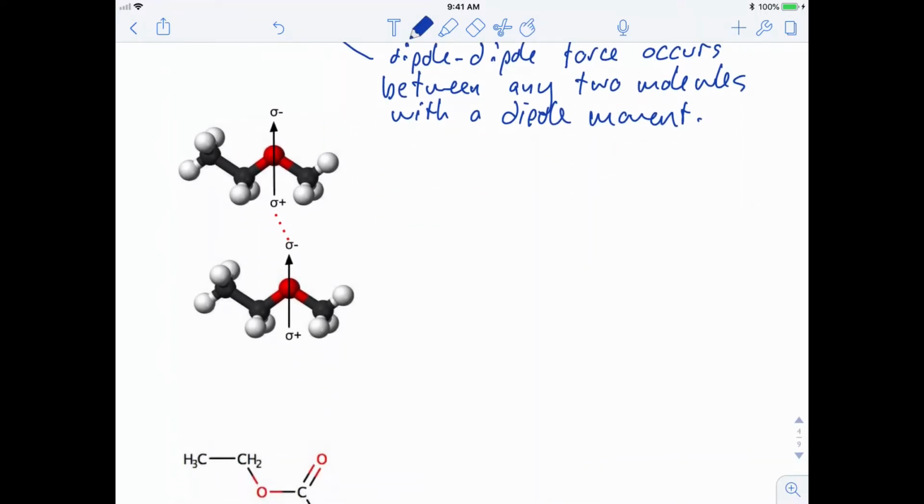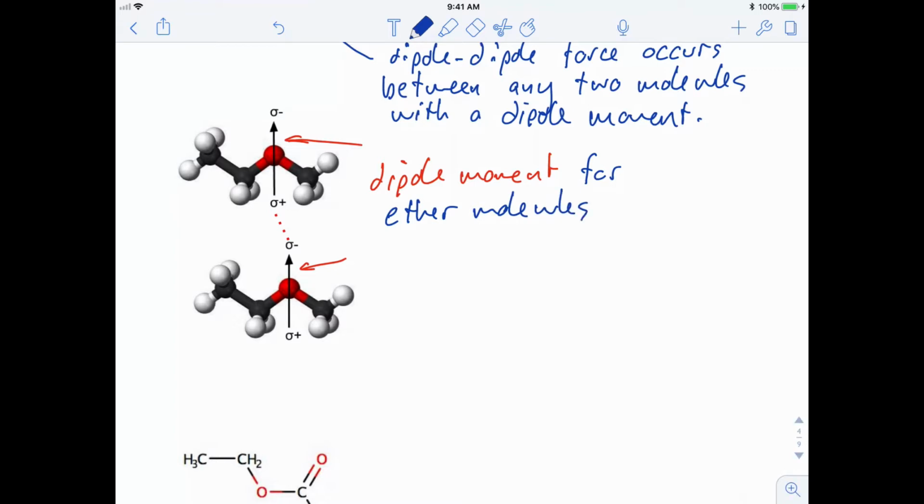Here's another organic molecule. So this is an ether, and so this ether has a dipole moment, and that dipole moment exists because of the asymmetrical arrangement of two bond dipoles. The carbon-oxygen bond on either side of that oxygen is a polar bond. They're not arranged symmetrically. Therefore, for methoxyethane, there is a permanent dipole.